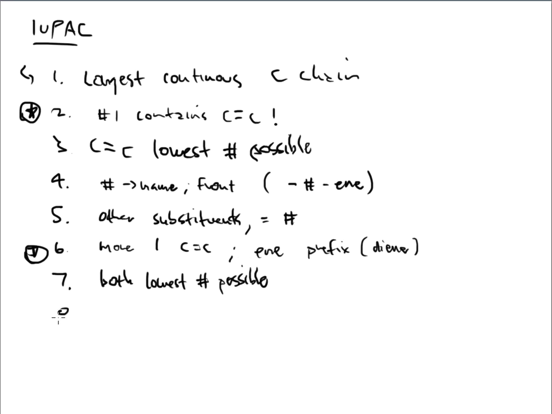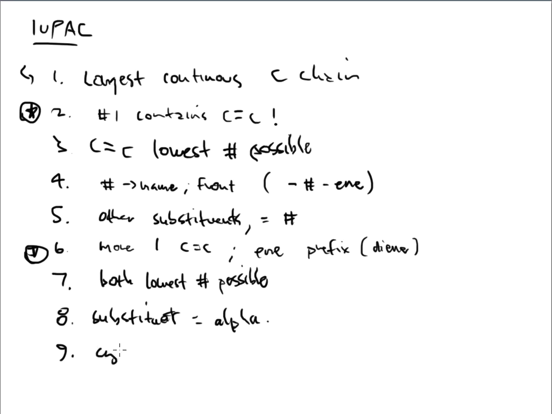Number eight, all of the other substituents that we have talked about, like methyls, ethyls, propyls, chloros, bromos, and so forth, they still go in alphabetical order. That's nothing new. We've seen that before too.